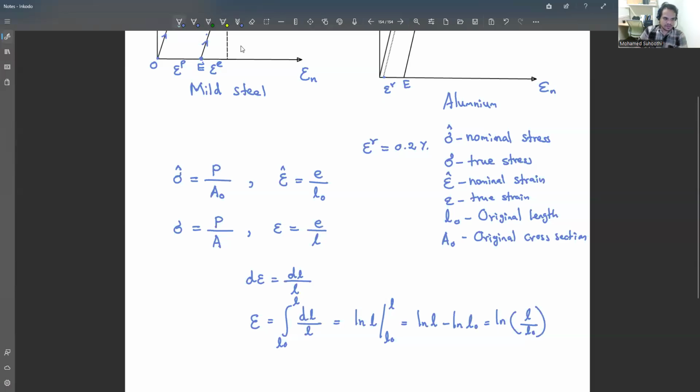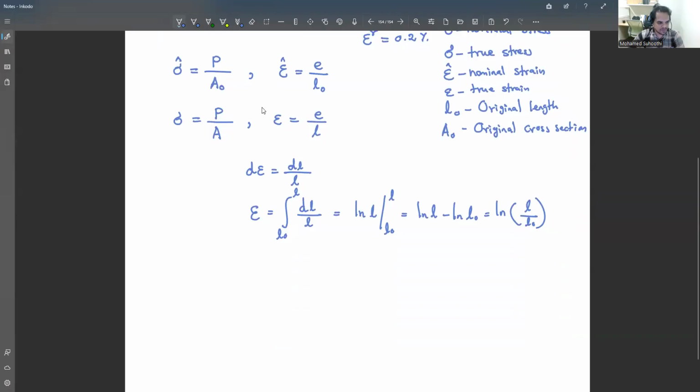Okay. So this is something very important. Your true strain is ln L over L naught. What we define as L, let's say this is your initial length, then this length increases by dl, right? Okay, so this is your L naught, and this is your L.